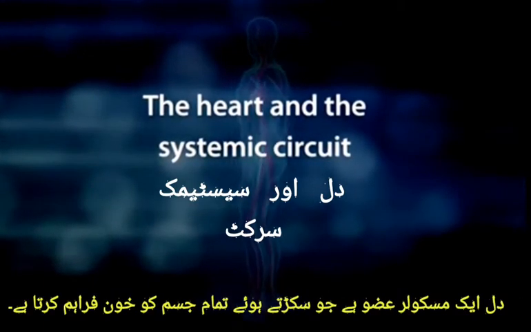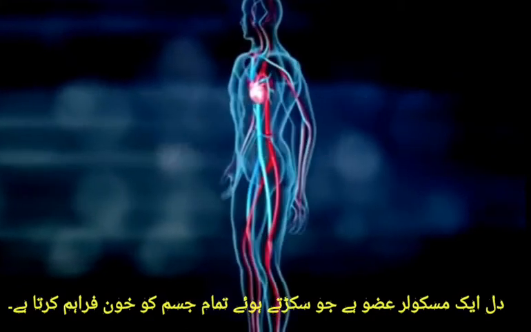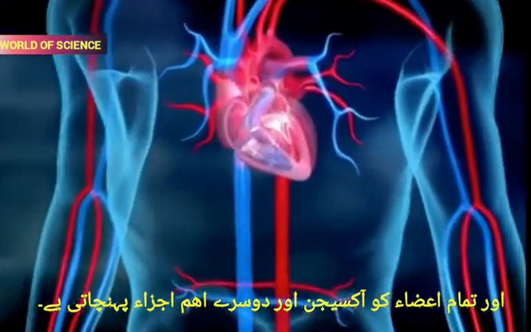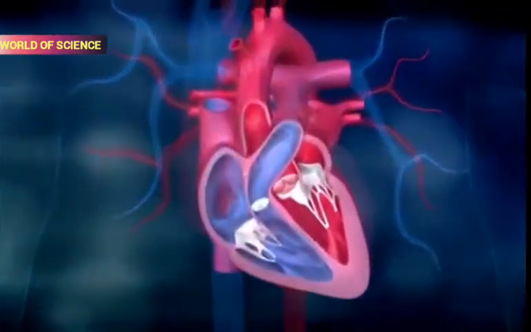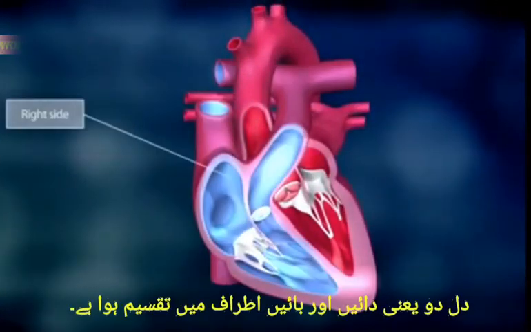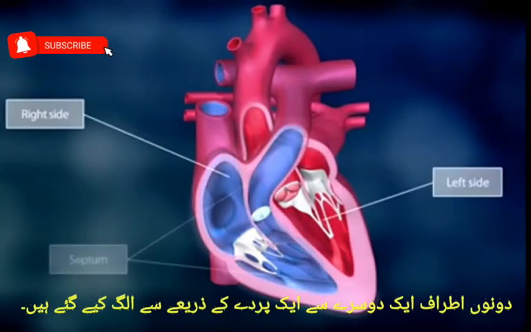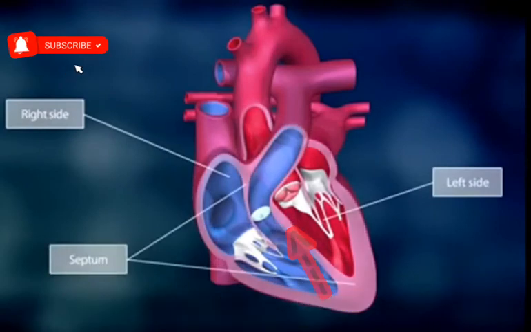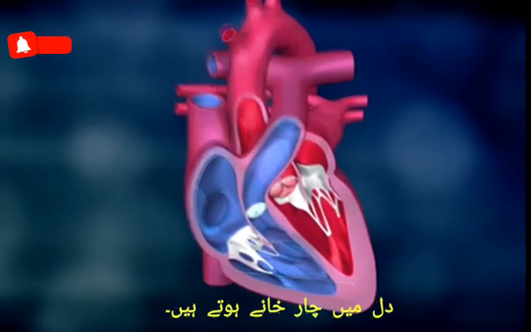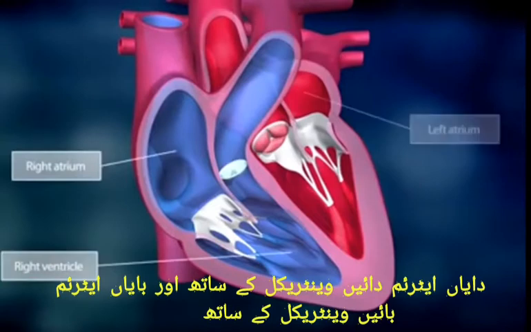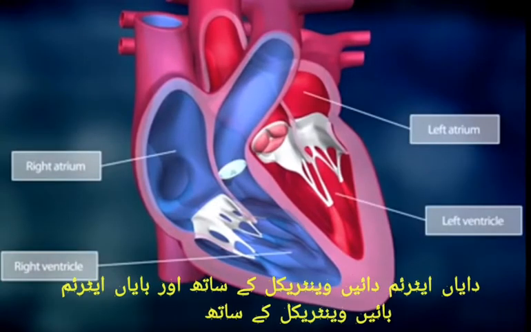The heart is a muscle that pumps blood into the entire body through rhythmic contractions, supplying all organs with sufficient oxygen and other necessary substances. The heart is divided into a right and a left side. The two sides are separated by the septum. The heart has 4 chambers: the right atrium with the right ventricle and the left atrium with the left ventricle.